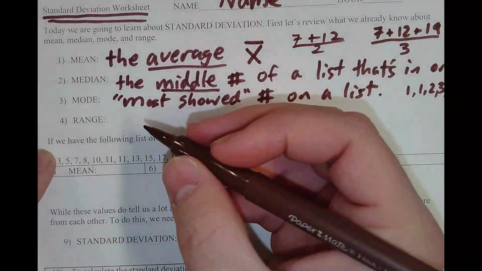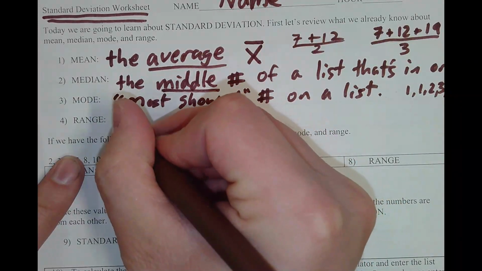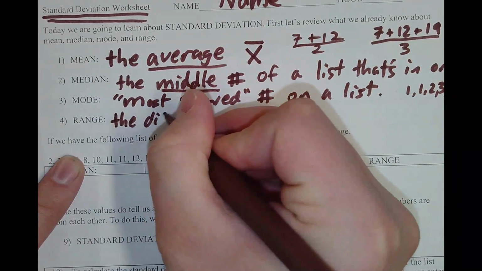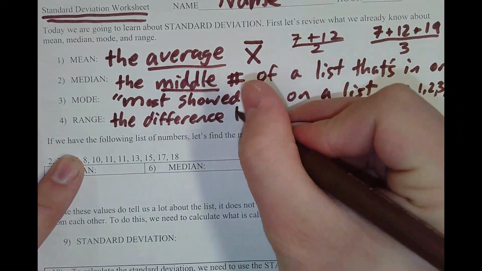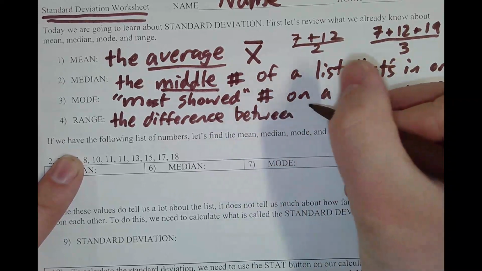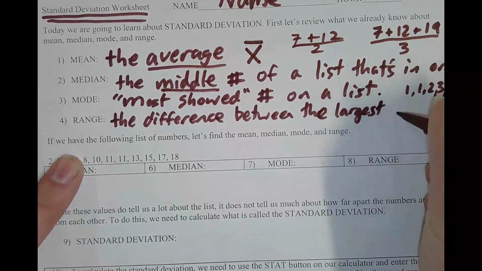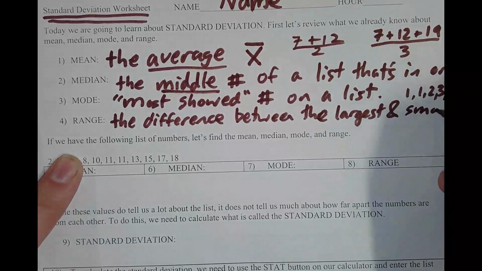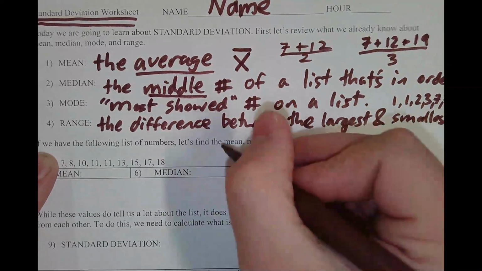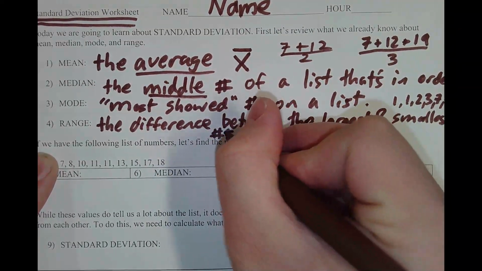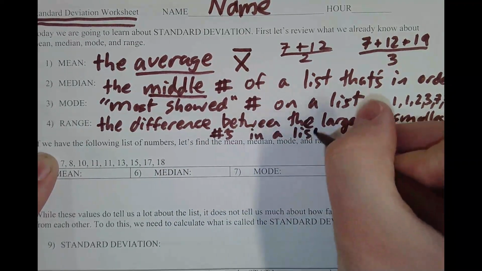The range is how wide your data set is. So we'll just write the formal definition. It's the difference, write this down, between the largest and smallest numbers in a list of numbers.